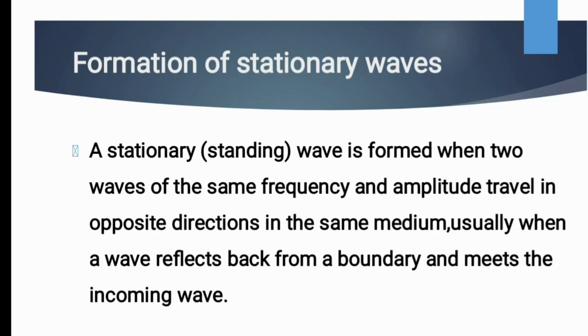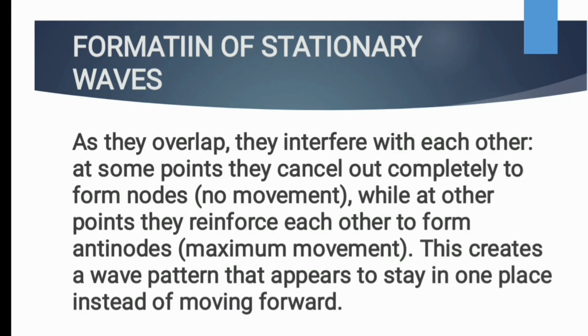It is usually when a wave reflects back from a boundary and meets the incoming wave. As they overlap, they interfere with each other, and at some points they cancel out completely to form nodes. Nodes mean there is no movement, while at other points they reinforce each other to form antinodes. Antinodes are the points of maximum movement or maximum displacement. This creates a wave pattern that appears to stay in one place instead of moving forward.